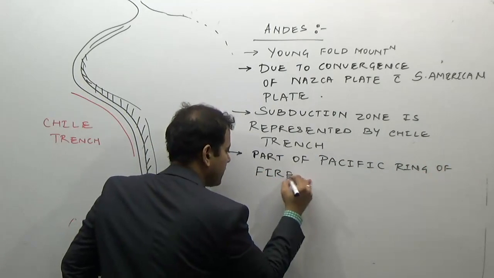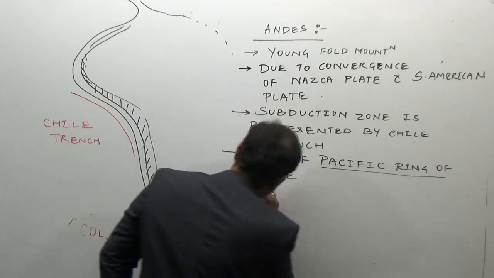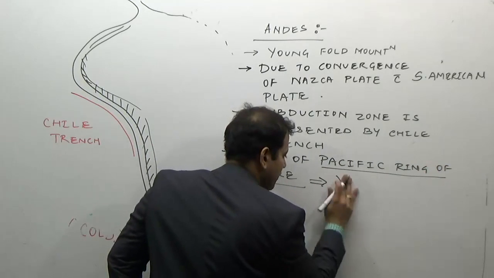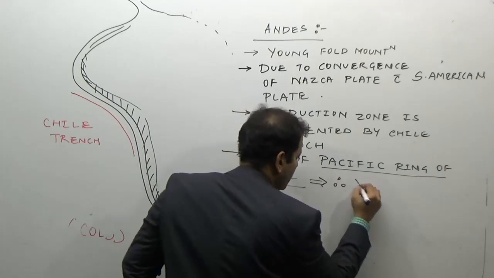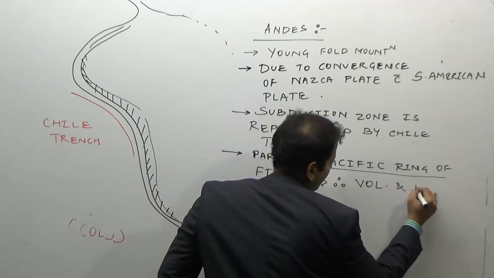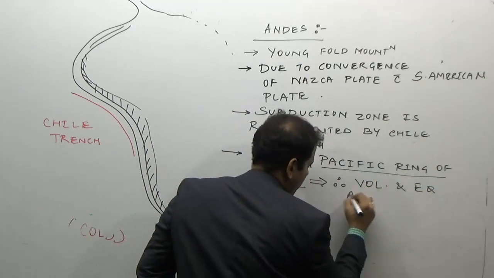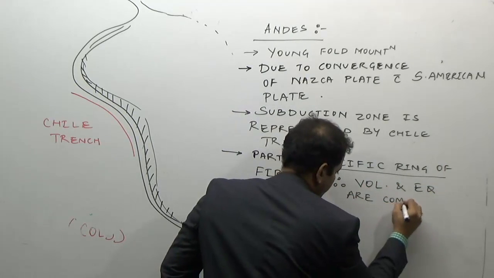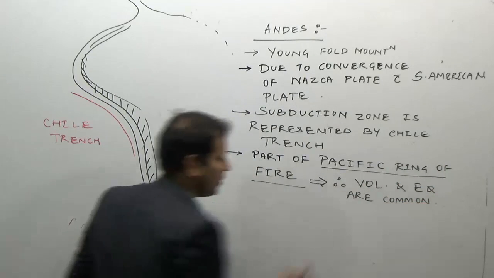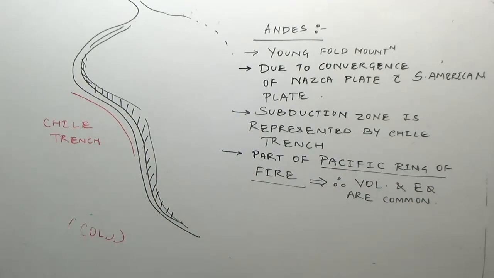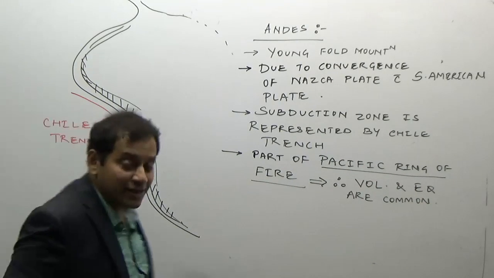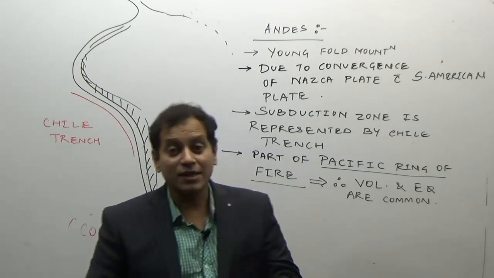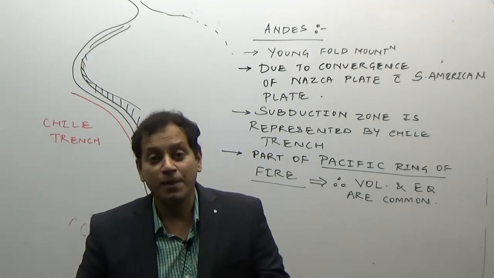Pacific Ring of Fire. And because they are part of the Pacific Ring of Fire, what will be common? Therefore, volcanoes and earthquakes are common in this region, or we can say there are frequent volcanoes and earthquakes in this region. Now, all the fold mountains in the world where there is a subduction will have volcanoes.